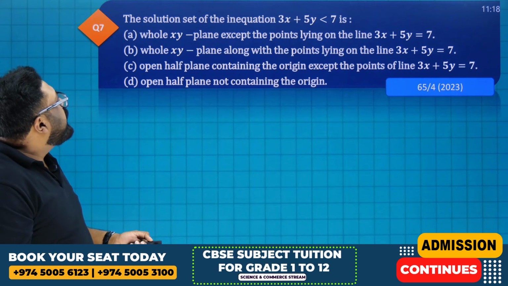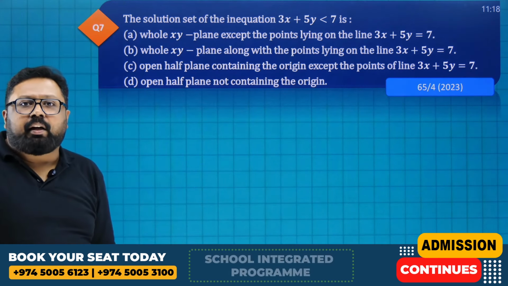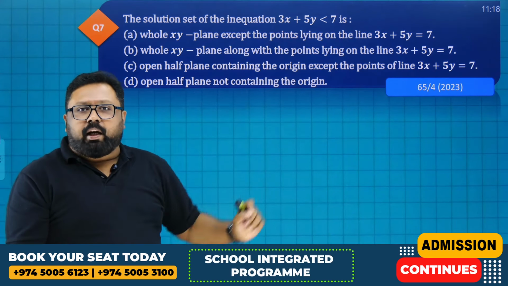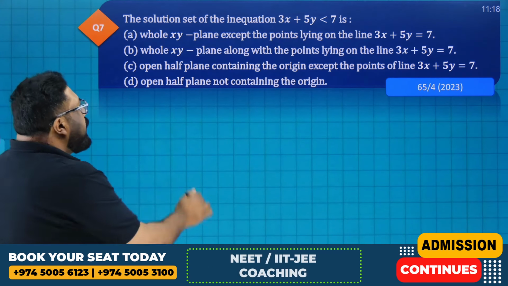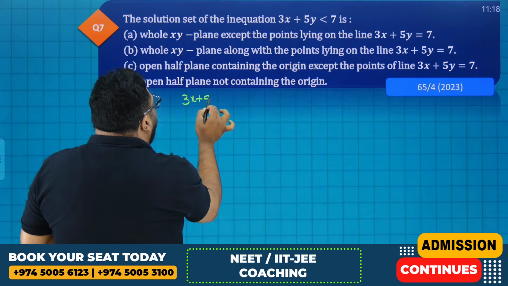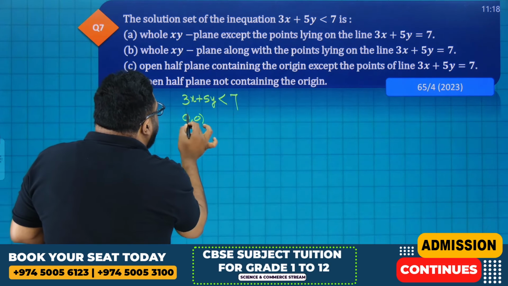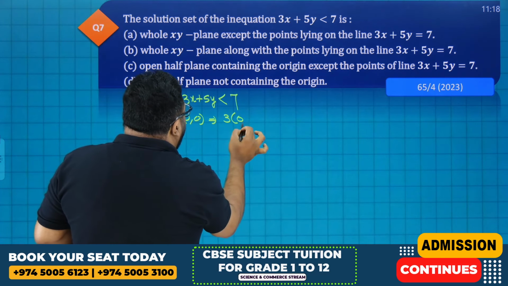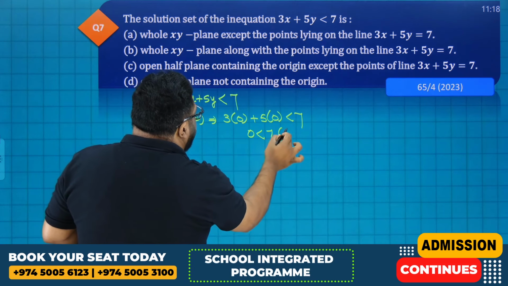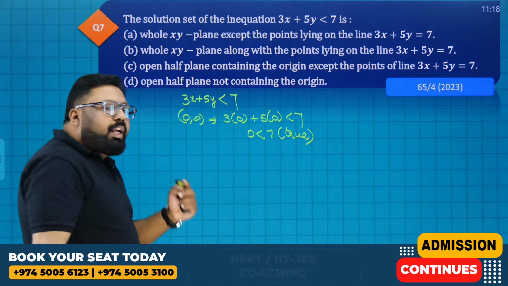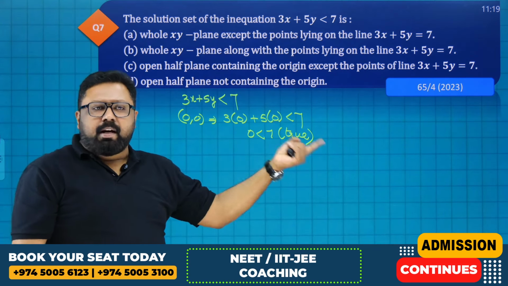Yes. Next question, my dears. The solution set of, again, it's just a single line. And I just now said in the introduction part, a linear inequality always divides my plane into two half planes. So 3x plus 5y less than 7. So we will say, let's check (0, 0). So 3 into 0 plus 5 into 0 less than 7. So 0 is less than 7 is true. So the origin is part of this feasible region.